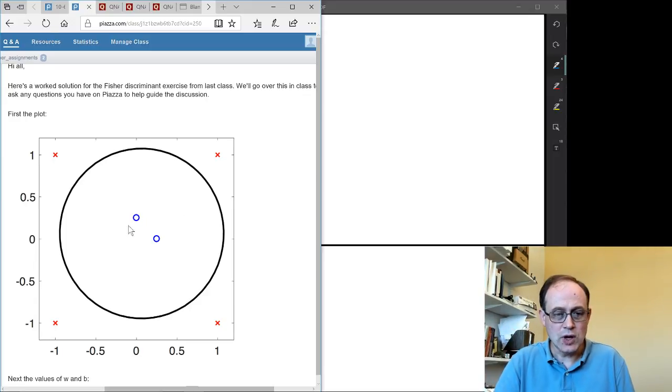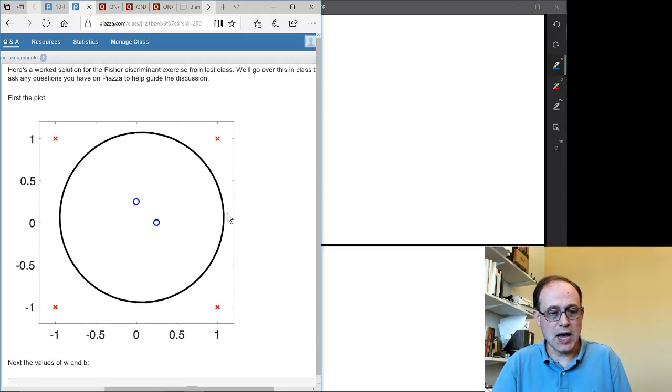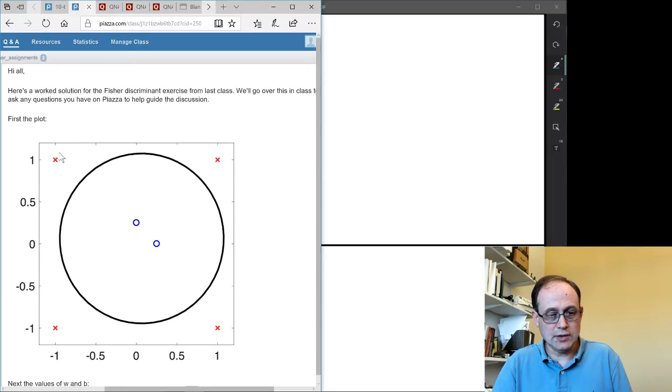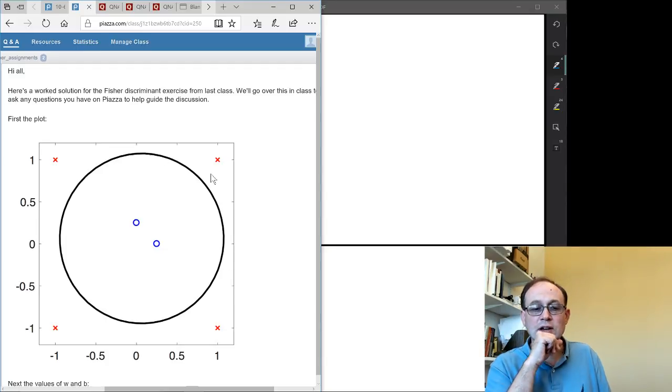All right, so I guess we can start by looking at the plot, right? We asked you to plot the positive examples, which are these ones at the corners of a square, and the negative examples, which are these ones closer to the origin, as well as to compute and plot the decision boundary, which is this circle here.